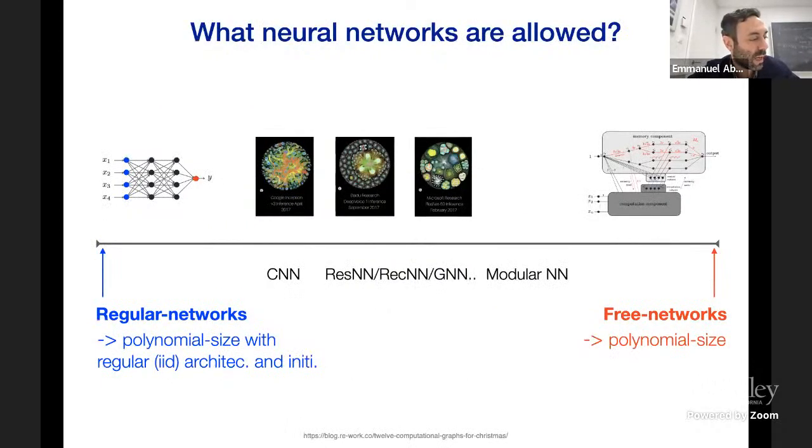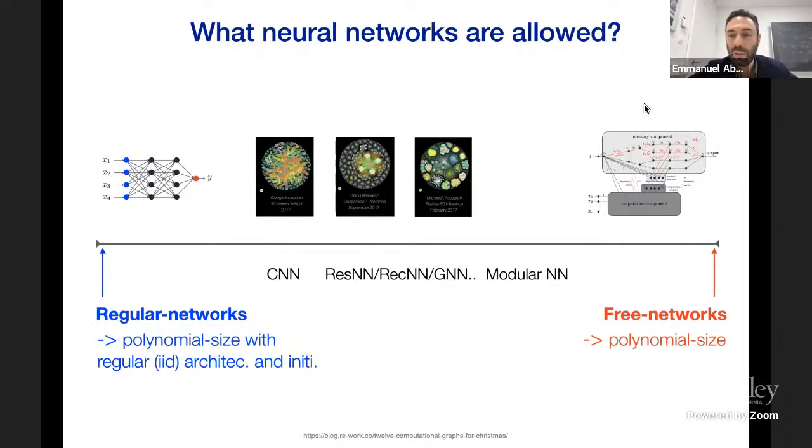So to answer these questions, it matters what is the class of neural net architectures and initializations that we allow. This spectrum is the range of complexities we can have. At the very left here, it's the most structured and regular architecture, fully connected, two-layer, with IID initialization. Then as you evolve, you get to more practical architectures. And at the very right extreme, this is what I refer to as free networks, with anything you want in your architecture, as long as it has a polynomial number of edges. And you can also initialize as you want.